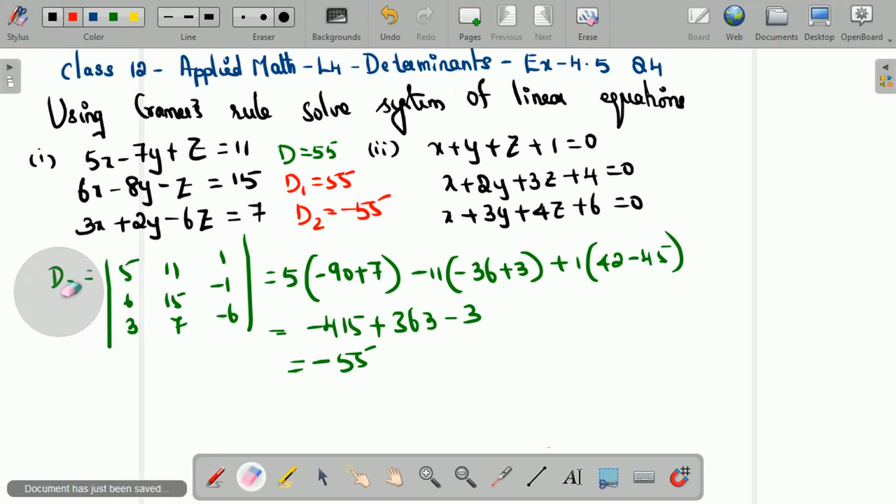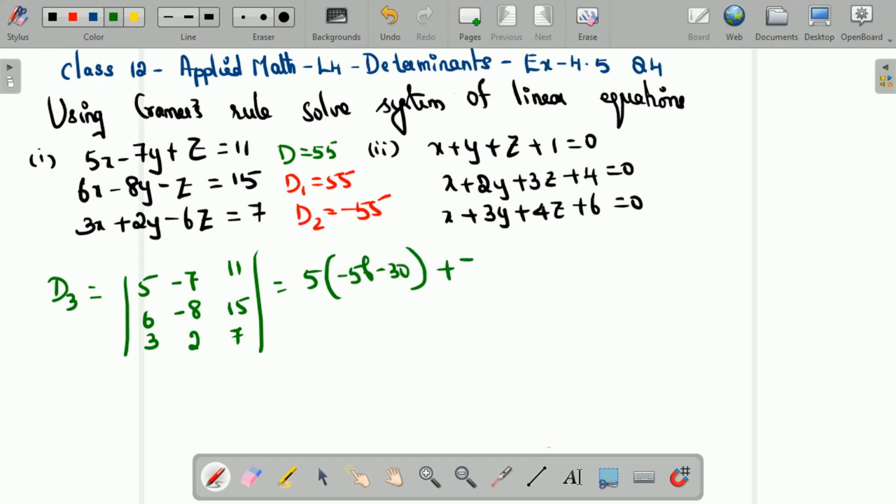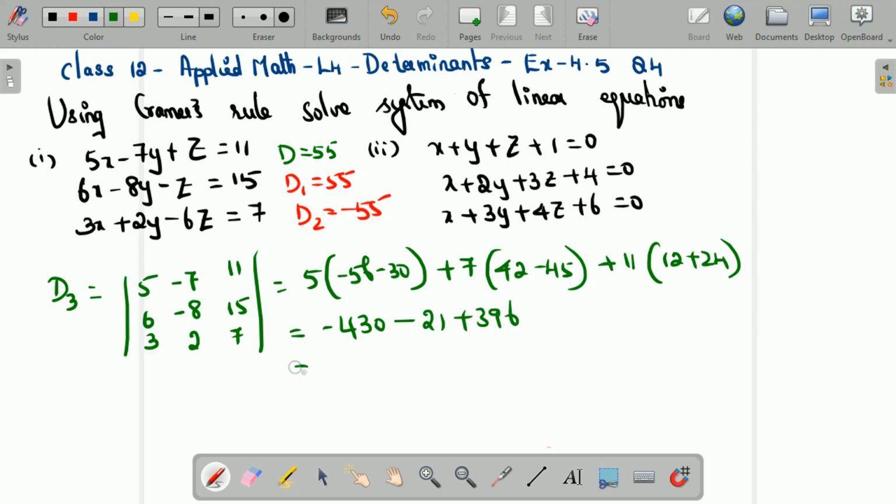Now let's compute D3. In D3, the first coefficients remain there. So 5, 6 and 3. Y's coefficient is minus 7, minus 8 and 2. Z's coefficient is replaced by 11, 15 and 7. If you evaluate, it is 5 into minus 56 minus 30, plus 7 into 42 minus 45, plus 11 into 12 plus 24. So this is minus 430 minus 21 plus 396, which is equal to minus 55. So D3 is equal to minus 55.